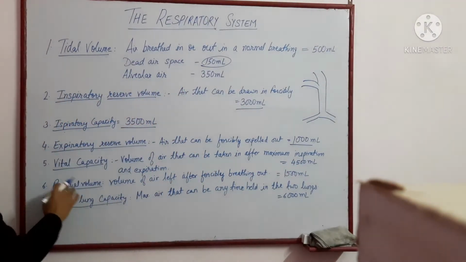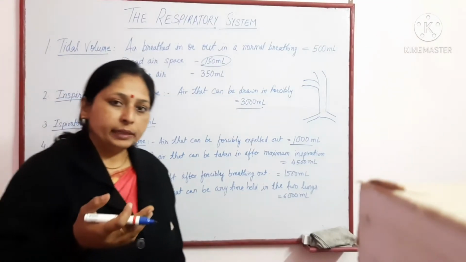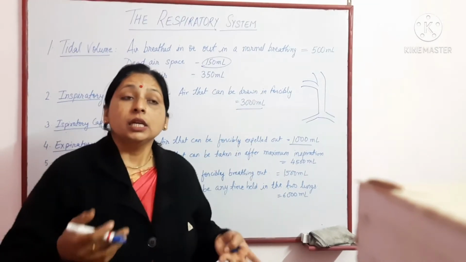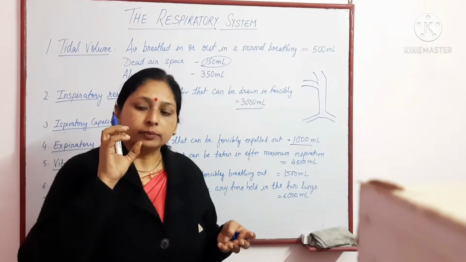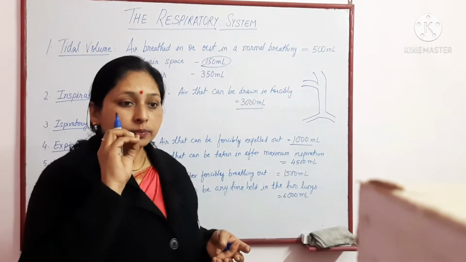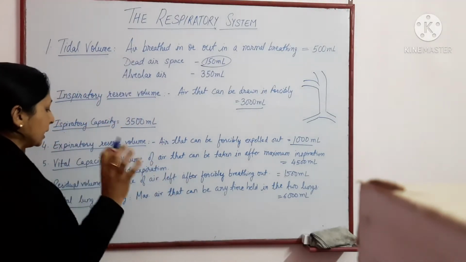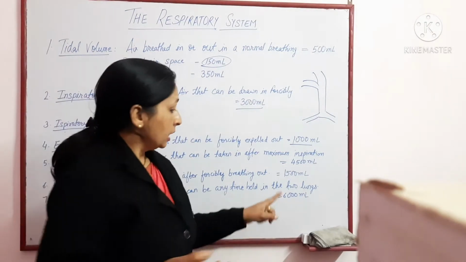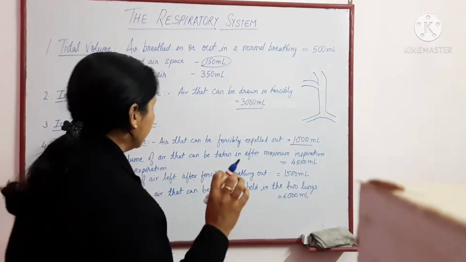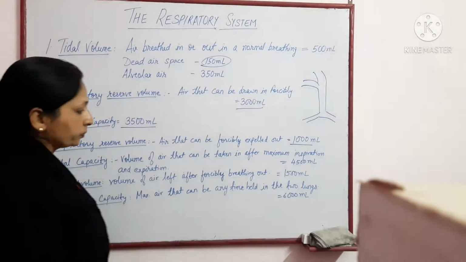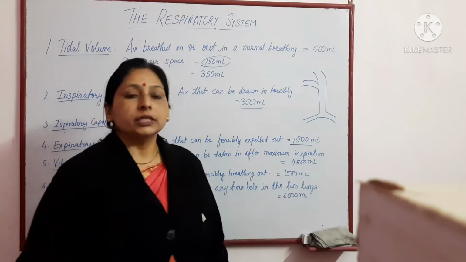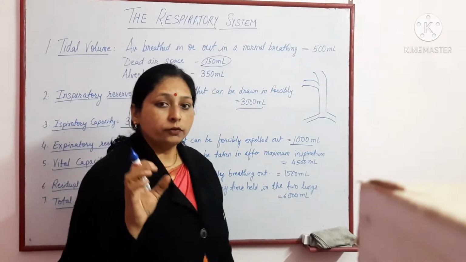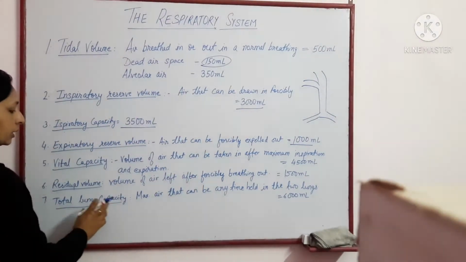That is 4500 ml. Residual volume: after forcible exhalation and forcible inhalation, some of the air still remains in the lungs. The air left after forcible breathing out is 1500 ml, and this is termed residual volume. The 1500 ml left after forcible expelling of air is the residual volume of the lung. Next is total lung capacity.